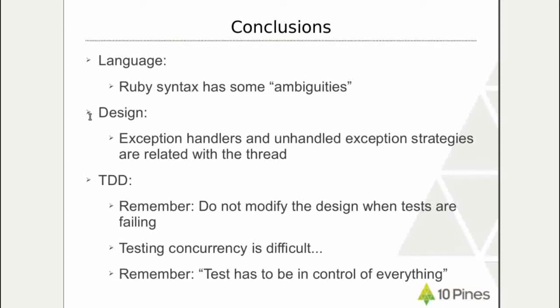And from the TDD point of view, remember that you should not modify your design or your implementation when tests are failing. That's why when we decided to make the change to be thread safe, we renamed the test that was failing to have all tests working and then make the change. Remember that testing concurrency is very difficult, and that leads us to the last conclusion, that the test has to be in control of everything. Every time you write a test, the test has to control everything it needs for the test to run.